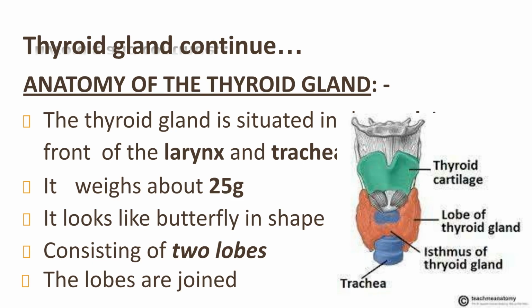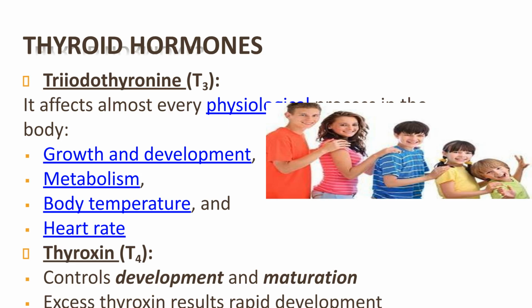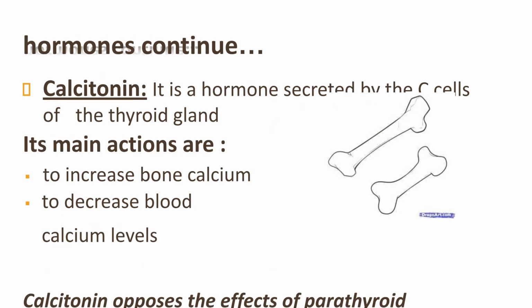The second hormone of the posterior pituitary is oxytocin. It is synthesized in the hypothalamus and stored in the posterior lobe of the pituitary gland. Oxytocin stimulates the contraction of the mammary gland to produce milk, and also stimulates the contraction of the smooth muscles of the uterus. We move on to the thyroid gland.